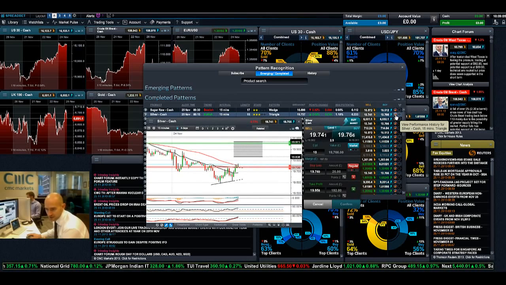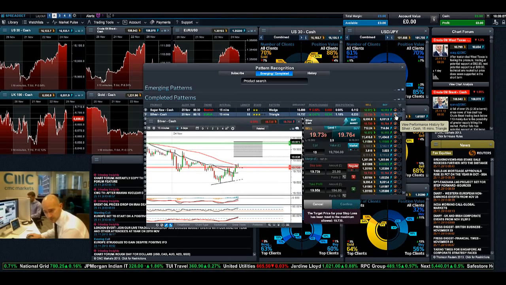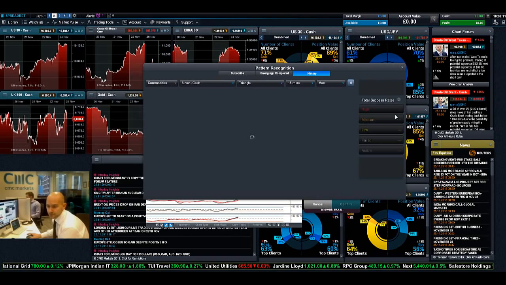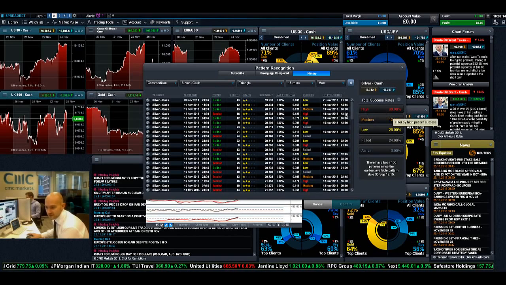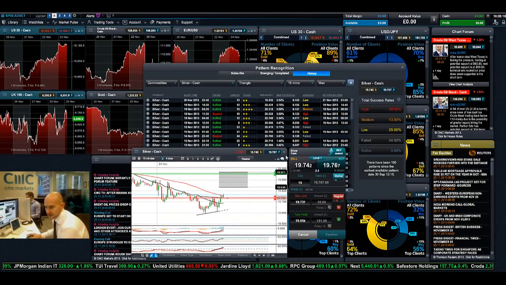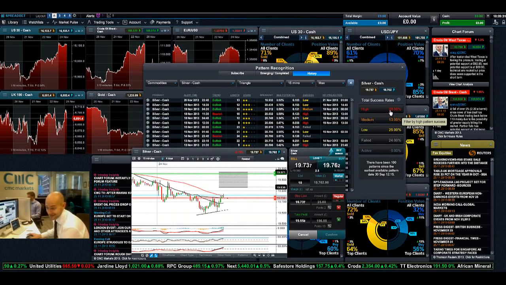I also want to see how successful this pattern's been in the past. So I'm just going to left click on here, and it's going to load up all the other instances that this pattern has been active. And what you can actually see here is that the last 100 instances that there's been silver with a triangle and a 50-minute interval, 24% of the time it fails, 25% of the time it hits the low part of the price projection box, 13% medium, but 38% high.